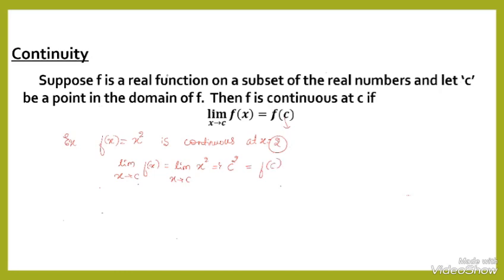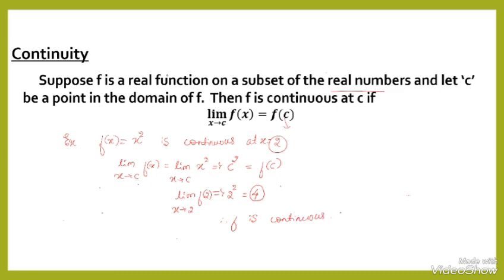Here, at x is equal to 2, I will replace c by 2: f of 2. What is 2 square? That is equal to 4, which is a real number. If the real number is present in the domain of function f, then f is called continuous.